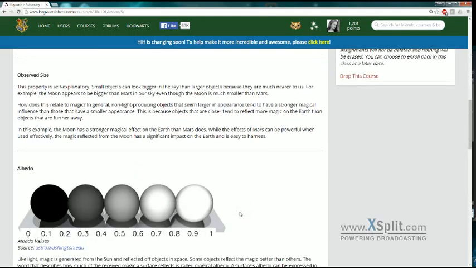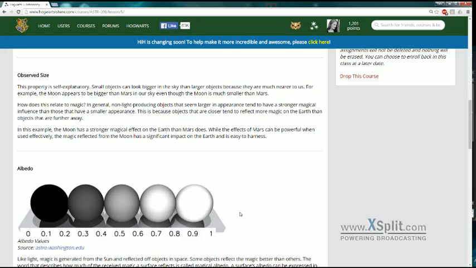Observed size. This property is self-explanatory. Small objects can look bigger in the sky than large objects because they are much nearer to us. For example, the moon appears to be bigger than Mars in our sky, even though the moon is much smaller than Mars. How does this relate to magic?